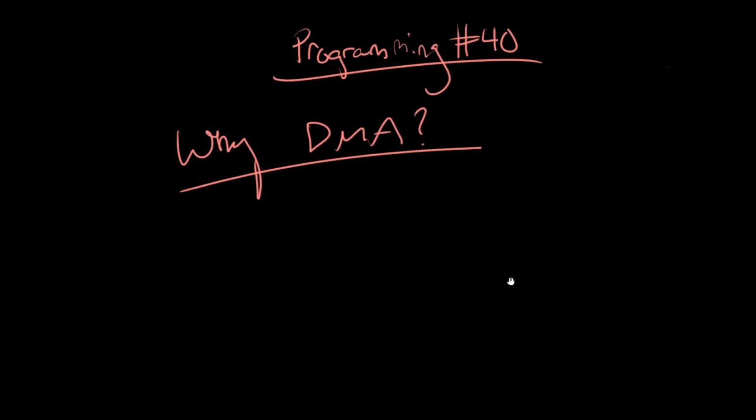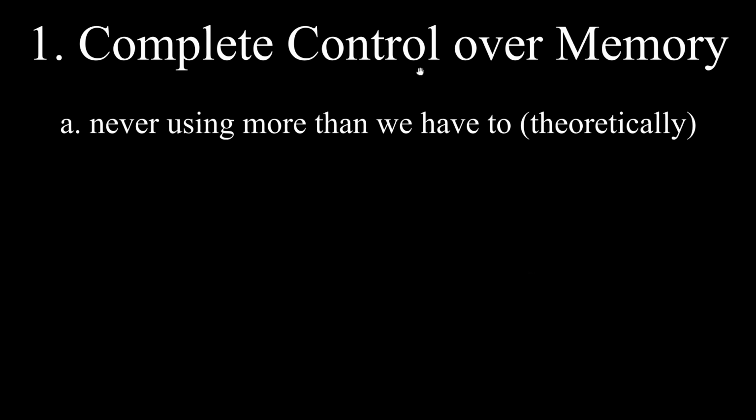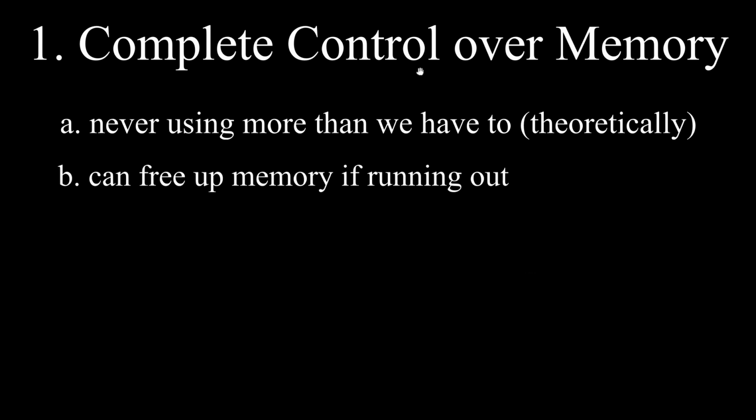In this video, we'll talk about why we actually use dynamic memory allocation over automatic memory allocation. So there are two reasons. The first one is it gives us complete control over the memory. So we're never using more memory than we need to be unless we forget to deallocate some memory. And secondly, if we ever are running out of memory in our programs, we can just deallocate some of the containers that we're not really using.